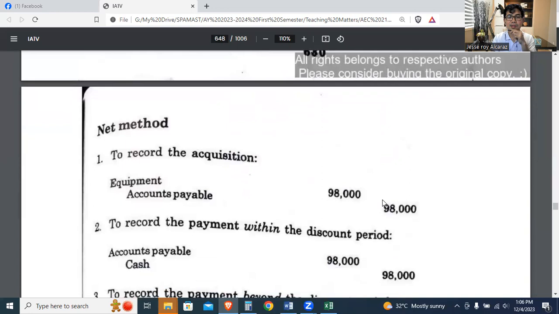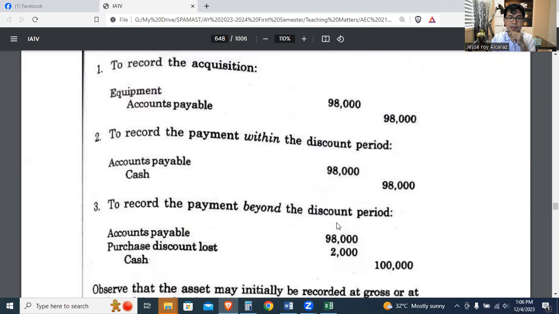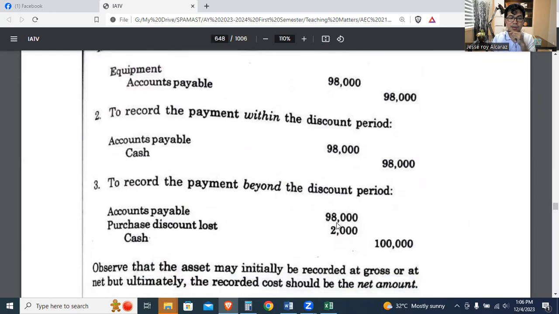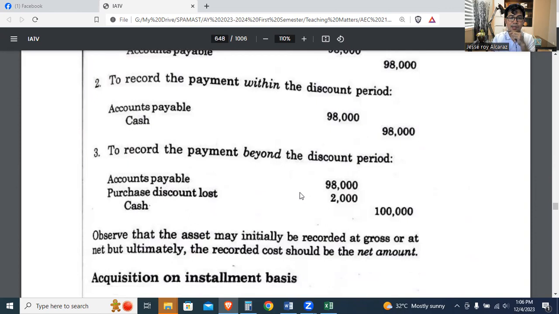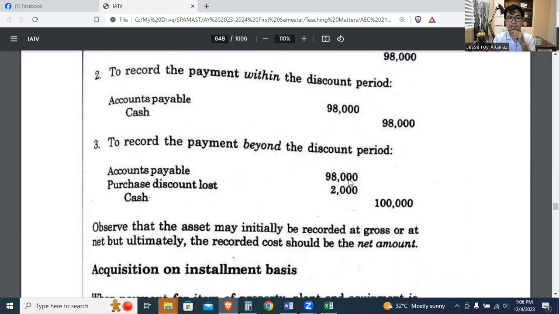Okay, what about under the net method? So, of course, there is a possible discount of 2,000 pesos. Therefore, we simply record it at net. The purchase amount is equipment, 98,000, and credit accounts payable, 98. So, if within the discount period, then as is, we pay our accounts payable of 98 and then we give out the cash. But if it is beyond the discount period, then we simply debit accounts payable, then debit also the loss under purchase discount loss and then credit cash. So the net method is easier, no, in terms of handling the discount.